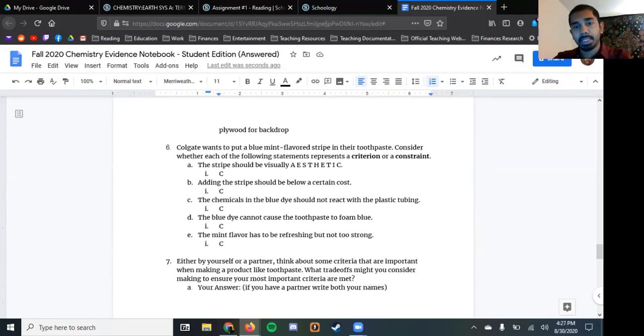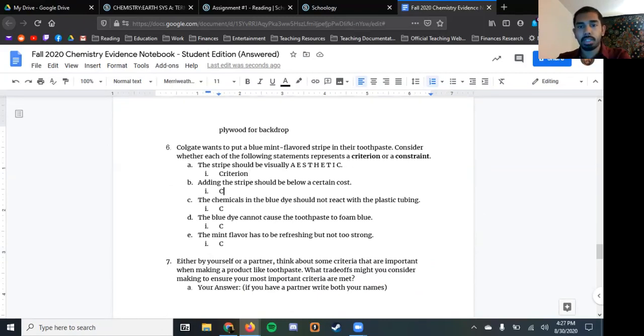Now, back to our toothpaste example. Let's say we want to set up some criteria and constraints. We're looking through and we're deciding which is which here. The stripe should be visually aesthetic. It should be appealing. That is definitely a criterion. The criterion, by the way, is the singular form of criteria. And so this is definitely a criterion, right? Something that we want our toothpaste to have. We want it to be visually appealing.